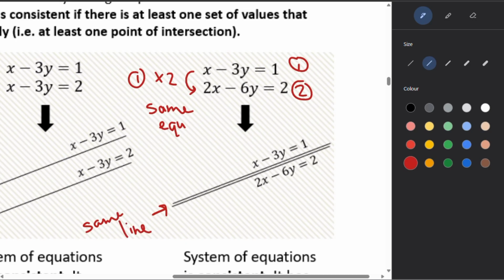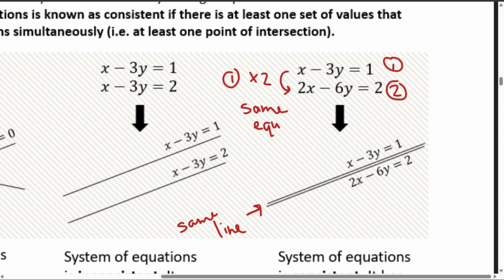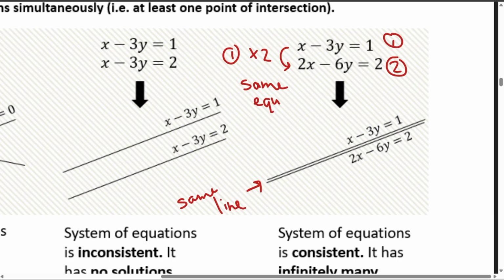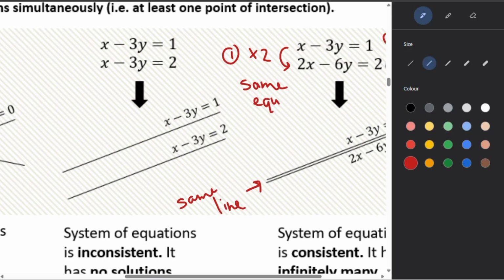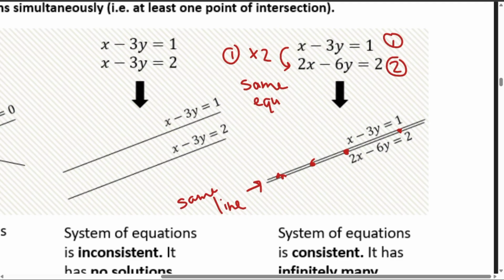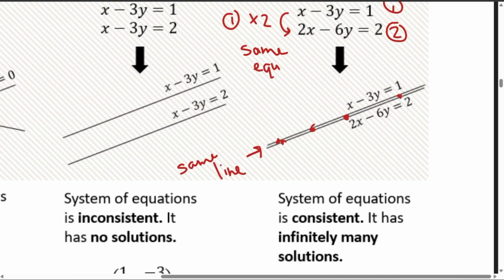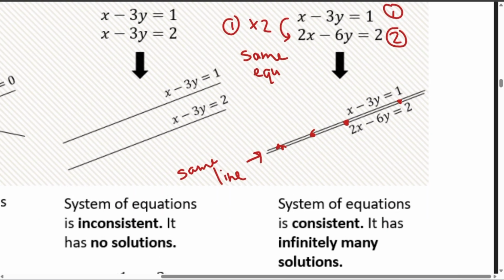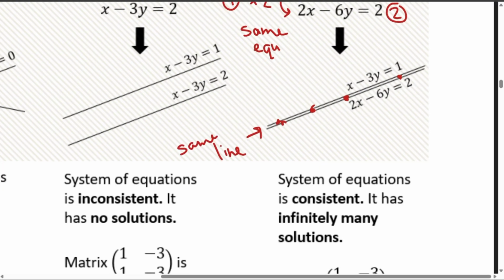So they're consistent because they're the same line. So they don't just have one point of intersection, they have an infinite number of intersection points on this line. Any point on this line is a solution to that equation because it doesn't matter what you sub in, it'll work, basically. Well, not whatever you sub in, but there's an infinite number of solutions all on that line. So the system of equations is consistent because there are multiple solutions. It says there are infinitely many solutions because it's anywhere on that line.